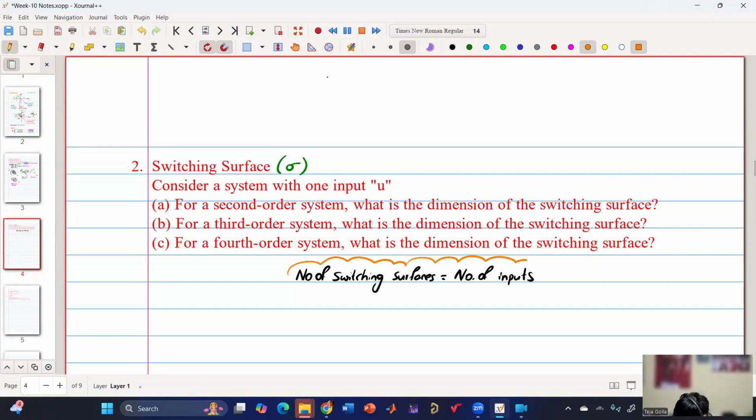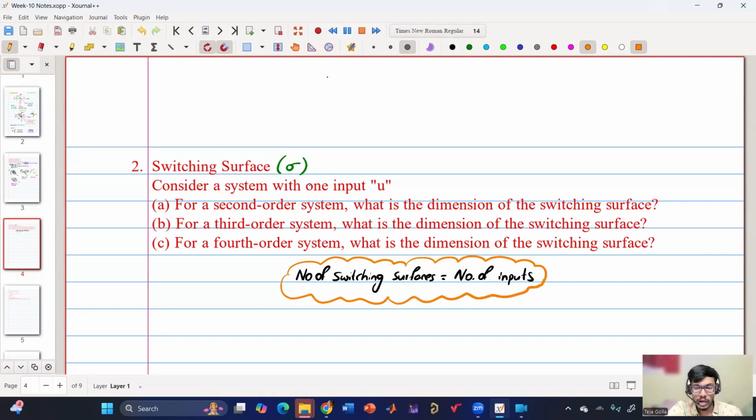So considering this, sir has explained, because we have a single input, we'll get only one surface related to that input. But if the input changes, then the line, whatever, that also will change. So depending upon the inputs, we'll get a new switching surface. But here I have given one input u, so we'll have one switching surface.